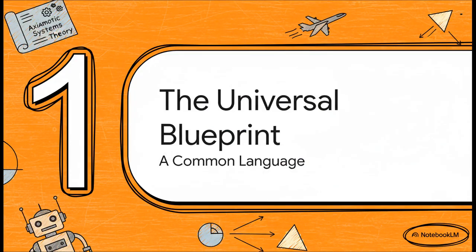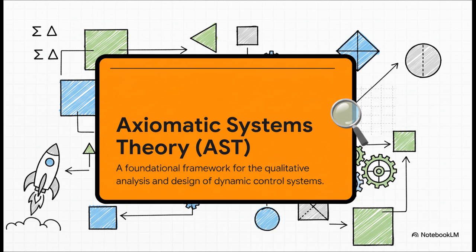Well, it turns out the answer lies in this really powerful idea. It's like a universal blueprint for all of these different systems, a kind of common language that lets engineers talk about and understand any dynamic system, no matter what it is. And it's got a name: Axiomatic Systems Theory, or AST for short. So what is it? At its core, it's a really rigorous mathematical foundation. Think of it as that universal language we were just talking about. It gives us the tools to understand, to predict, and ultimately to control how these super complex systems behave, all in a really powerful, abstract way.